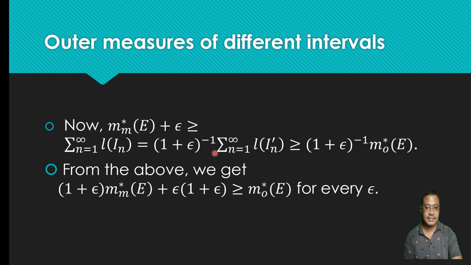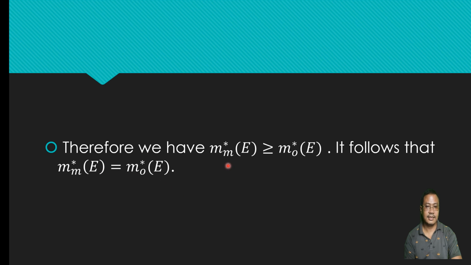From the above we get that (1 plus epsilon) times m star of M_E plus epsilon is greater than this one for every arbitrary epsilon. So this is a very small number. So what do you get? Ultimately, therefore, we have m star of M_E greater than or equal to m star of O_E. It follows that m star of M_E is exactly equal to m star of O_E.